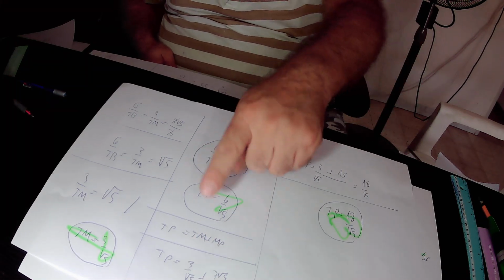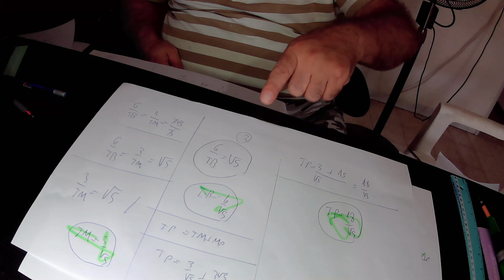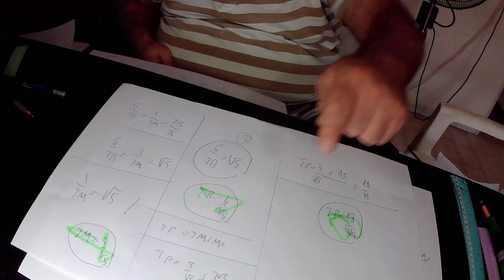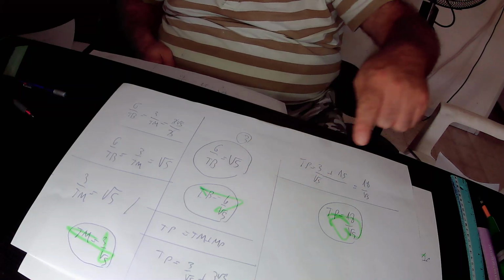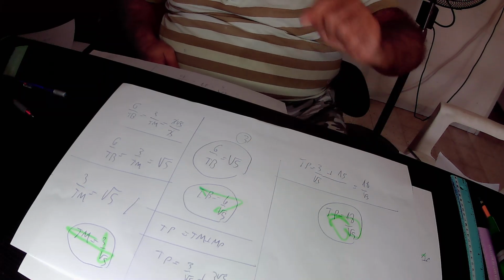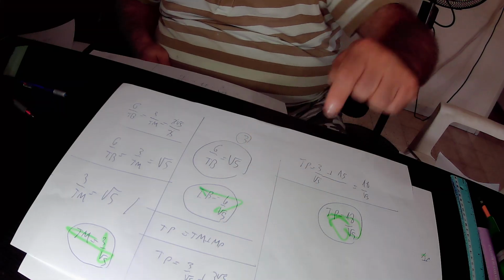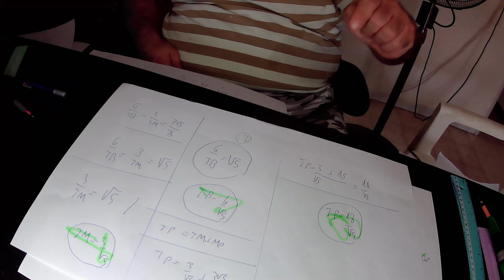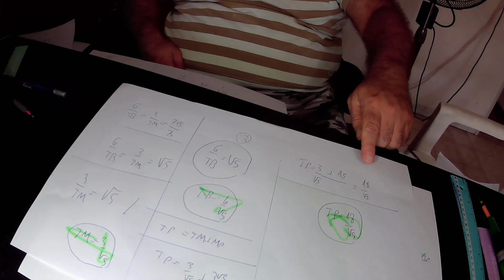And we should find out that TP equals 3 over square root of 5, and square root of 5 times square root of 5 is 5, and 5 times 3 is 15. So in total, we have here 15 divided by square root of 5. So in total TP equals 3 times 15 over square root of 5. 3 times 15 is 18 over square root of 5.